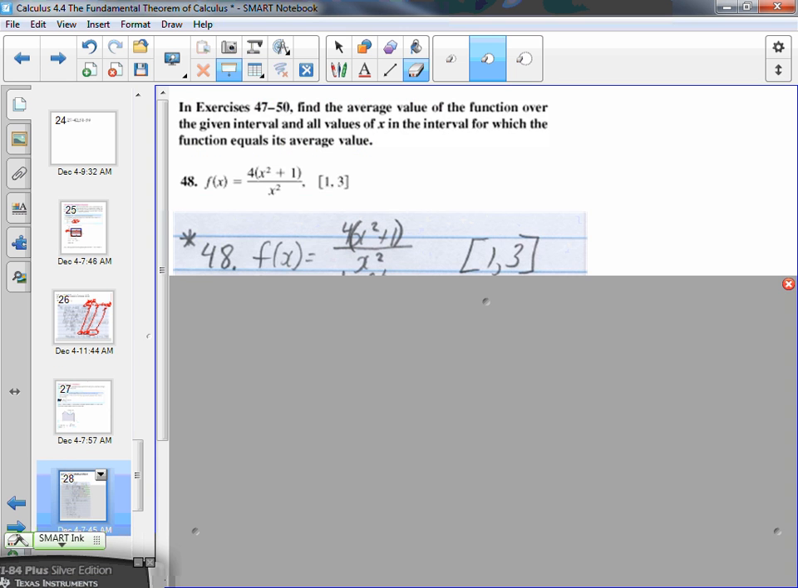All right. Well, let's see what they want us to do with this newfound knowledge. So, number 48. Still on page 291. Find the average value of the function over the given interval and all values of x in the interval for which the function equals its average value. On number 48, they give us that f of x equals 4 times the quantity x squared plus 1, all that divided by x squared. And the interval they give us is from 1 to 3.